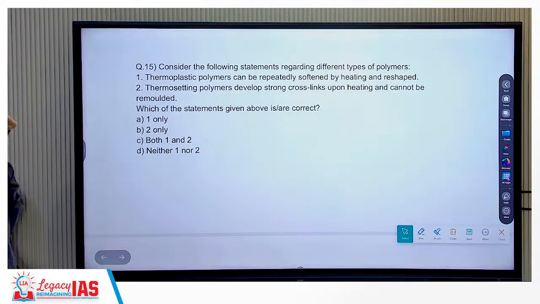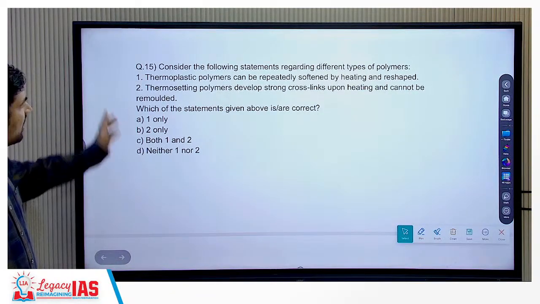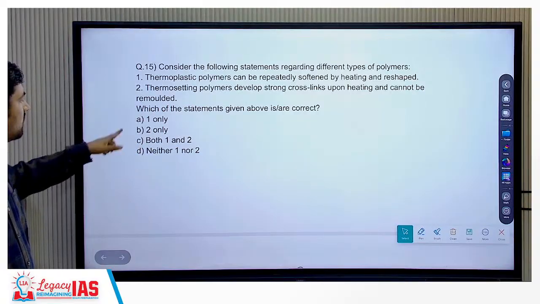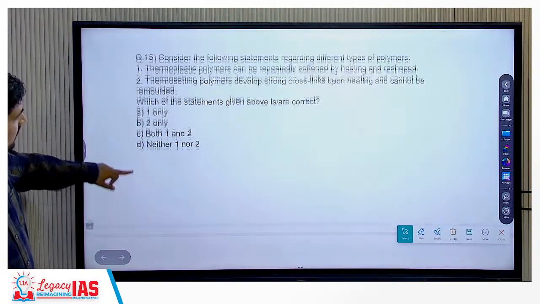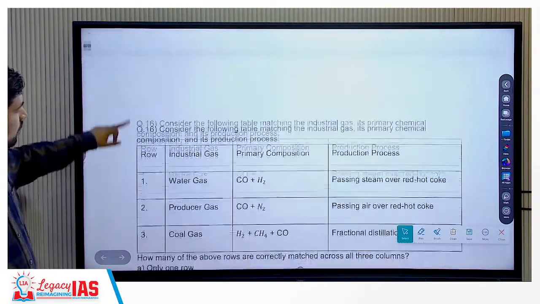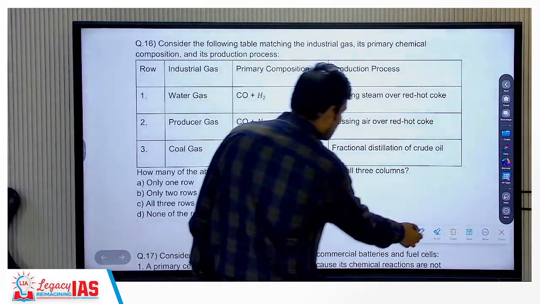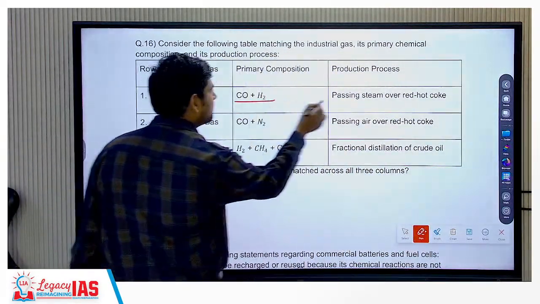Thermoplastic polymers can be repeatedly softened by heat. Correct? Thermosetting polymers develop strong cross links upon heating and cannot be remolded. Correct? Both of them are correct. Answer is C, both 1 and 2. Then next is this: water gas. Water gas is CO plus H2, made by passing steam.